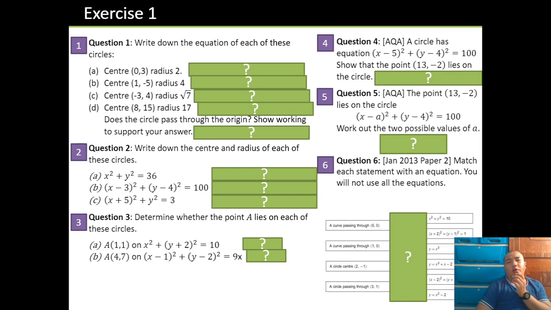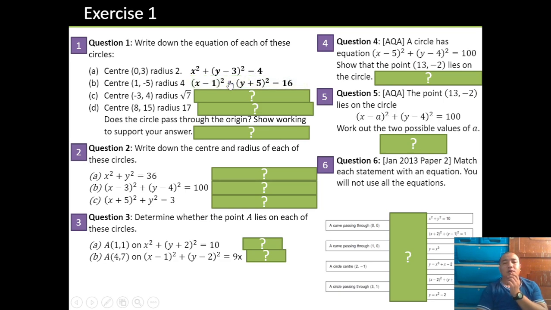Next, exercise number 1. Question 1. Write down the equation of each of these circles. Okay, you know this. You can do this orally. Standard form of the equation of a circle. So, yan yung answer. Hindi ko na sasabihin yung answer. You can just read it. For letter B, center 1, negative 5, radius 4. Ayun, that's the equation. For letter C, center negative 3, 4, radius square root of 7. That's the equation. For letter D, what's the equation?